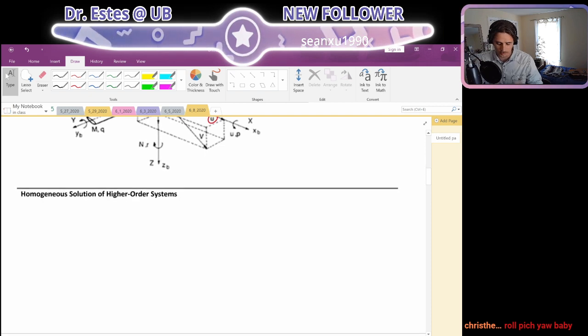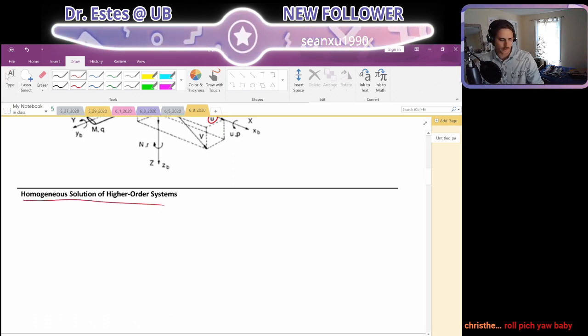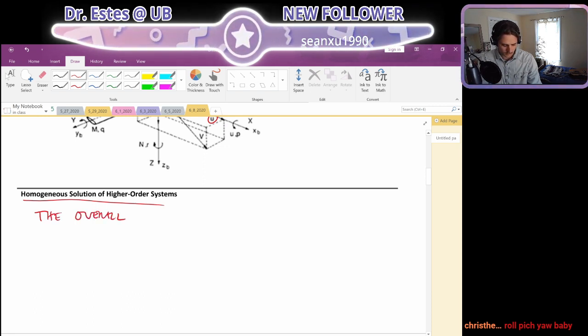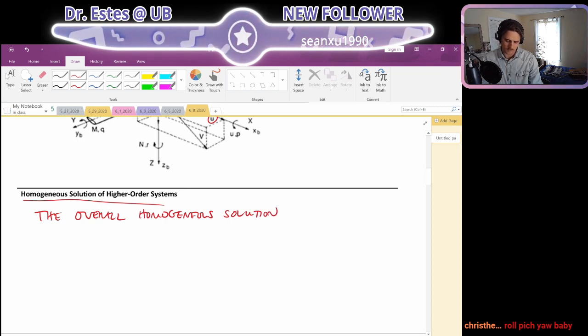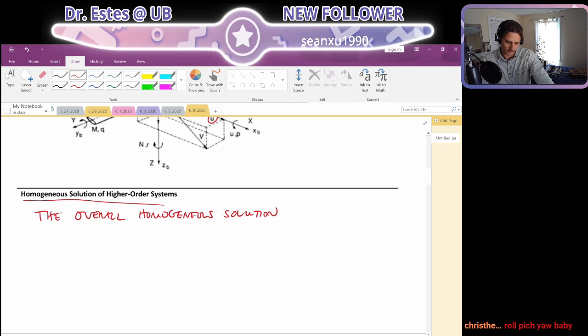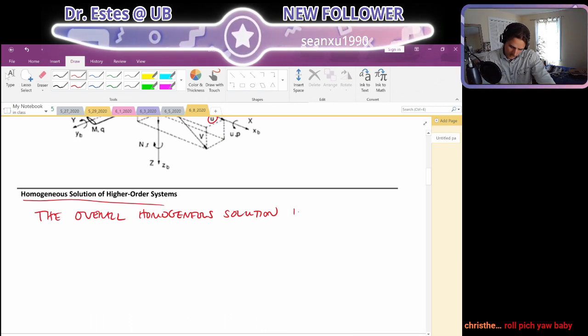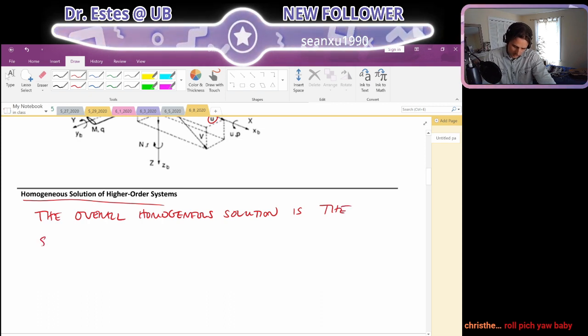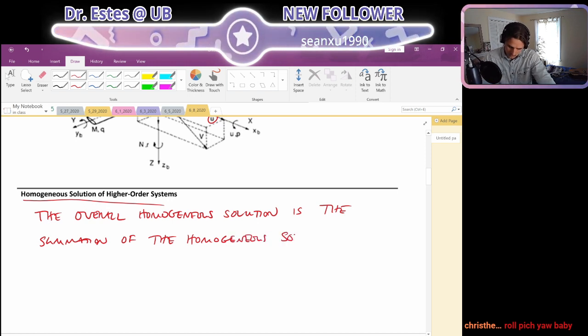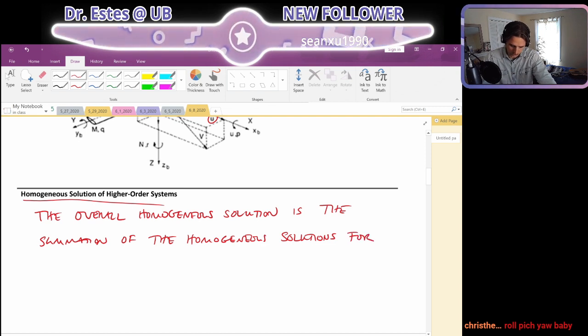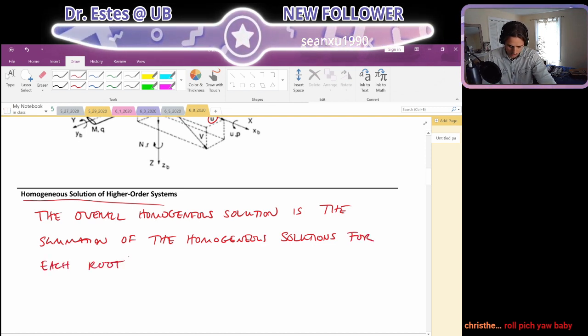Okay. But my friends, here is the good news. Let's talk about the homogeneous solution of higher order systems. So here's the good news. The overall homogeneous solution, doesn't matter if it's 200th order, 400th order, is the summation of the homogeneous solutions for each root.